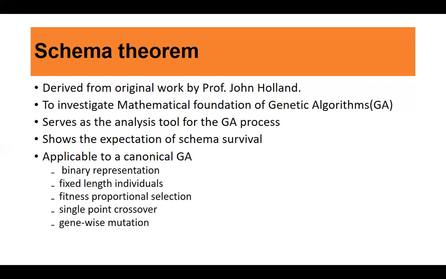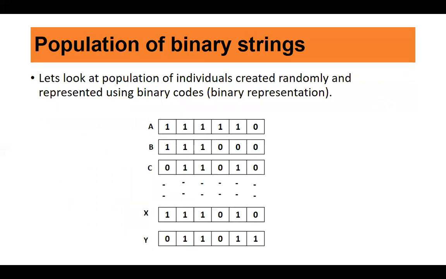Now, to discuss schema theory, let's look at the population of individuals created randomly and represented using binary codes. We call it a binary representation. So these are the randomly generated 5 chromosomes, you can say. You can also call them individuals, or you can also call them strings, right?